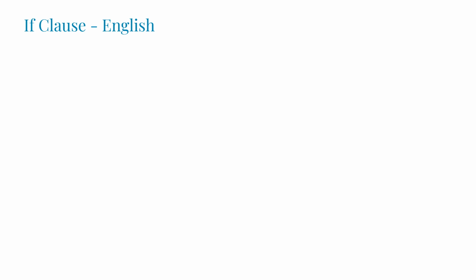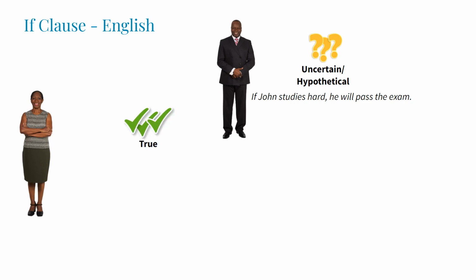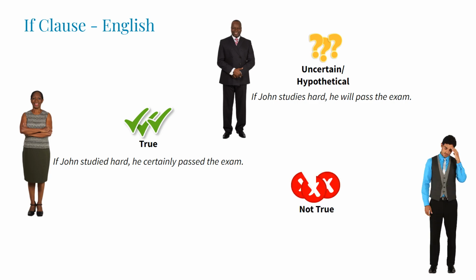We have just seen that English speakers can use if when the situation described by the if clause is uncertain. If John studies hard, instead of playing football, he will pass the exam. When the if clause is known to be true, if John studied hard, which we both know he did, he certainly passed the exam. And when the if clause is not true, if John had studied hard, he would have passed the exam. But he didn't study hard, and so he didn't pass the exam.